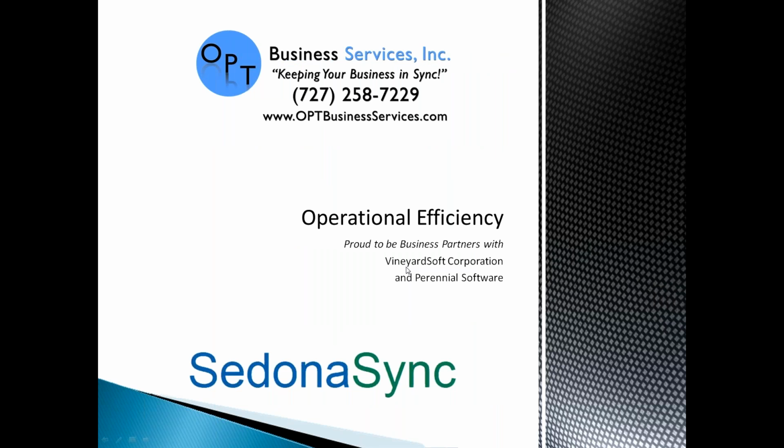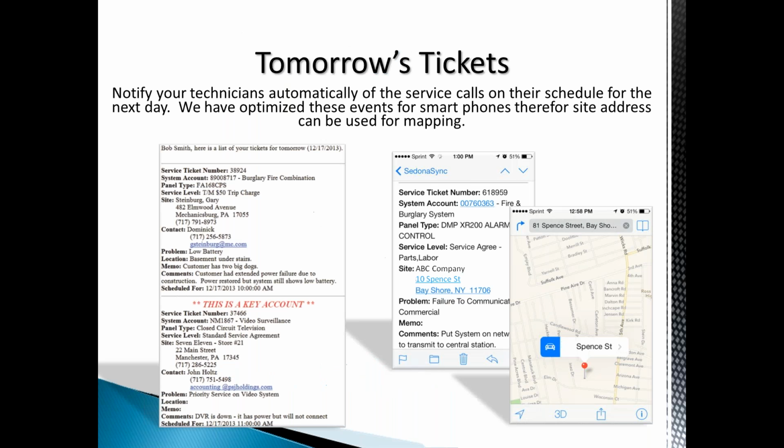So let's talk a little bit about how we use this product to improve operational efficiency. Here's an example of a real simple event that we've created for a technician. It gives them a listing of all of their upcoming service calls for the next day. It gives them some basic information about the site, the contact that's associated, and basically the information they would need in order to take a look at that call.